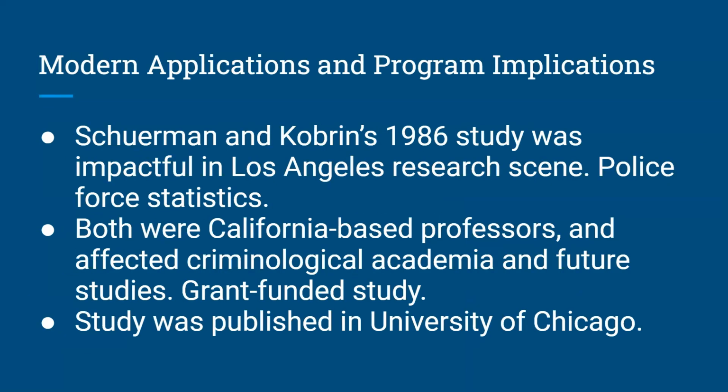And so modern applications and program applications of Schuerman and Kobrin's study is that because it was directly taken from police force statistics, it was very impactful to the Los Angeles legal scene as well as the research scene. And since both of them were California-based professors, it affected the criminological academia and future studies, especially the grant-funded ones. And this shows the interaction between government and academia and how it affects the criminal justice field. The study was also published by the University of Chicago, showing that even though it was an LA study, it did have a wider national impact.